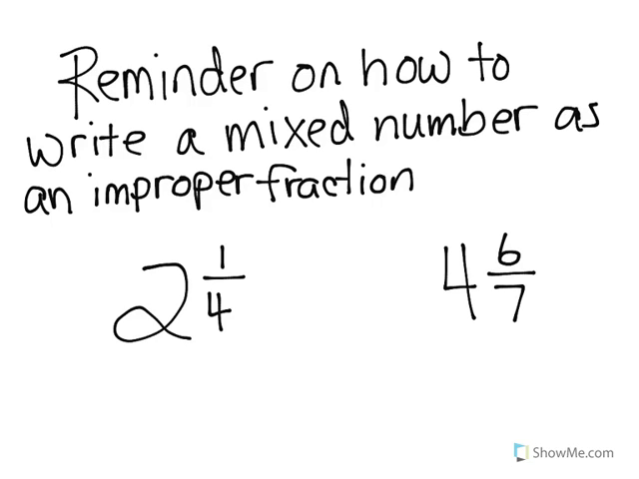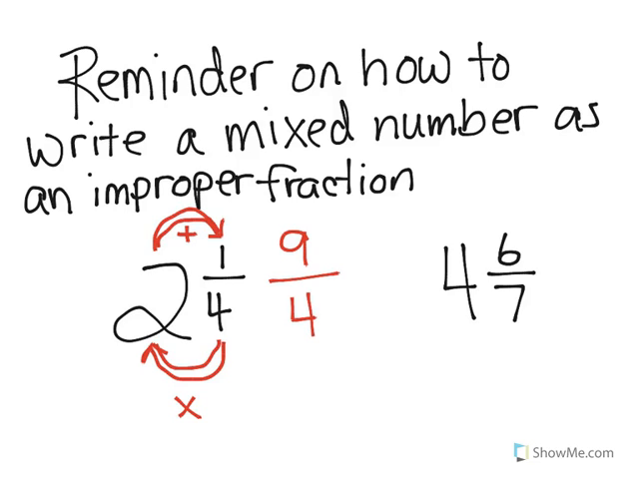So a reminder on how to write a mixed number as an improper fraction. You have to take the denominator and multiply it by the whole number, and then take that number and add it to the numerator. So 4 times 2 is 8. 8 plus 1 is 9. And then we keep our same denominator, so 9 over 4. And if we reduce that, how many times does 4 go into 9? Well, it goes in 2 times with how many left over? 1 out of 4. We get our same answer.